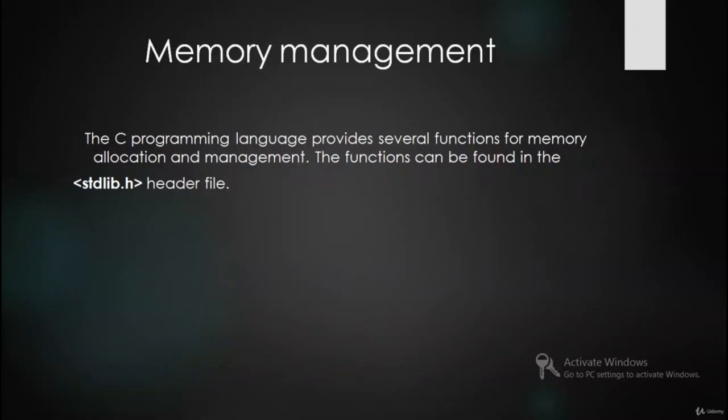Hi, in this section we are going to learn something about memory management. Now, the C programming language provides several functions for memory allocation and management. The functions can be found in the stdlib library, which is a header file. So when we want to allocate memory dynamically, we have dynamic memory allocation.